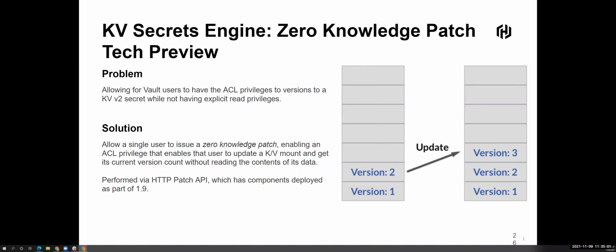Which will allow you, with an ACL rule with an updated privilege, to just patch an existing version, and you don't have to give that user or that role any read capability. So this is pretty exciting, where you want to say, "I just want the ability for a service or a user to be able to update a key or a value without having the ability to read it." In future versions, we will add the ability for that role to read values as well.